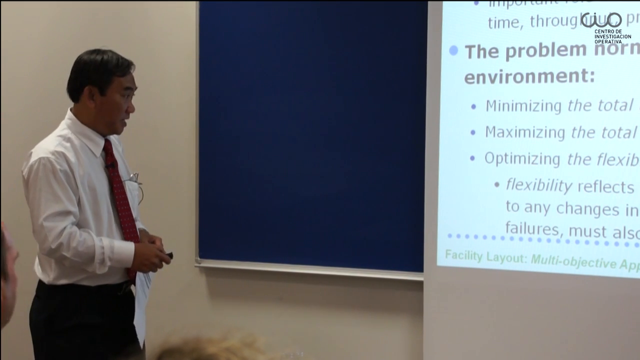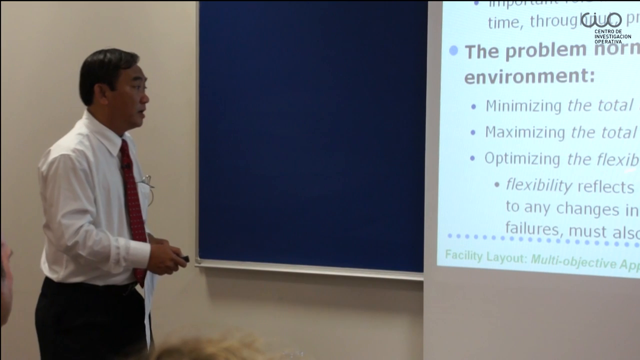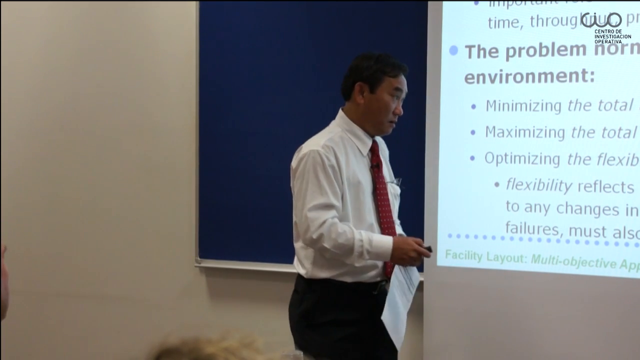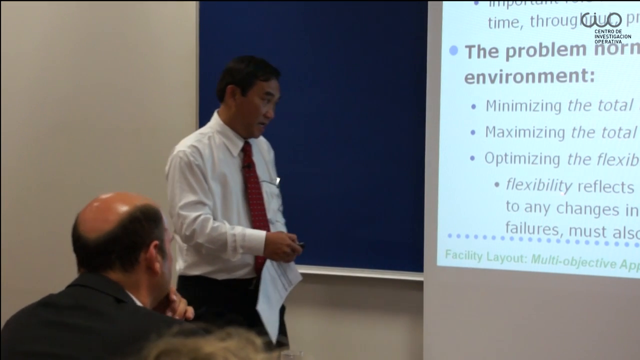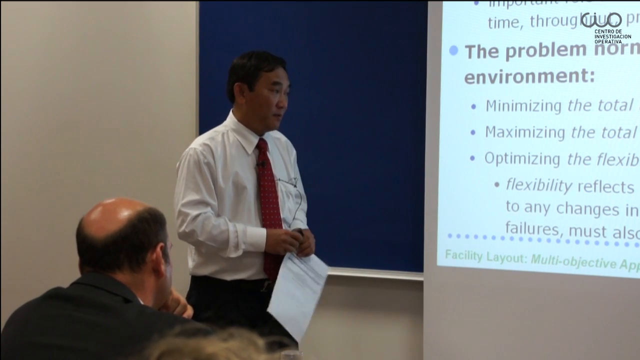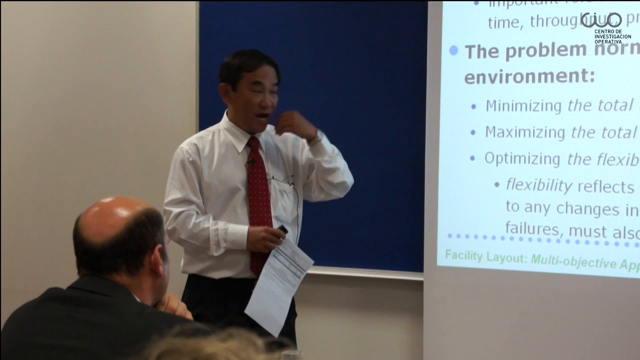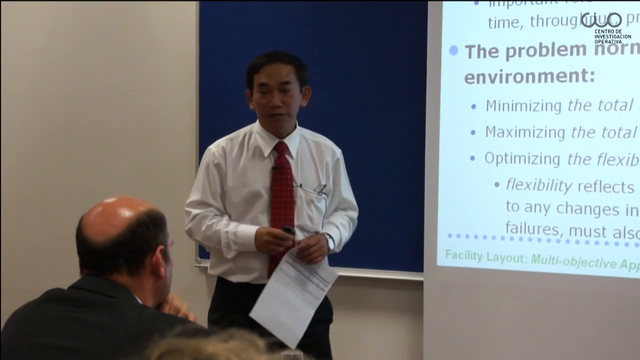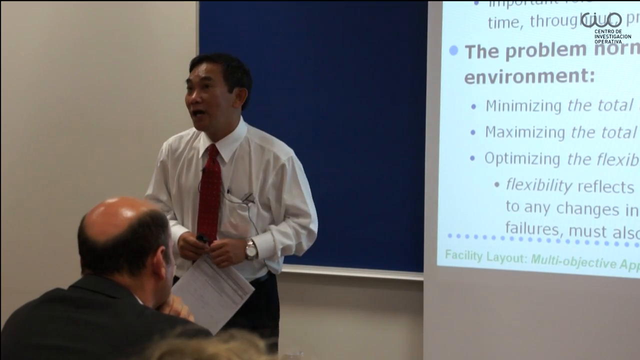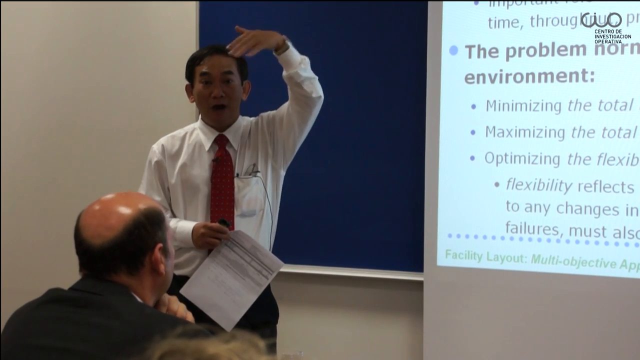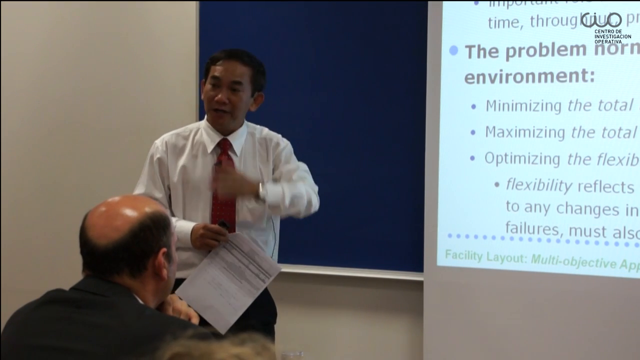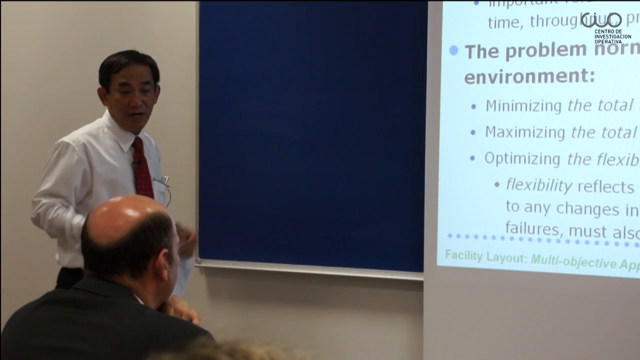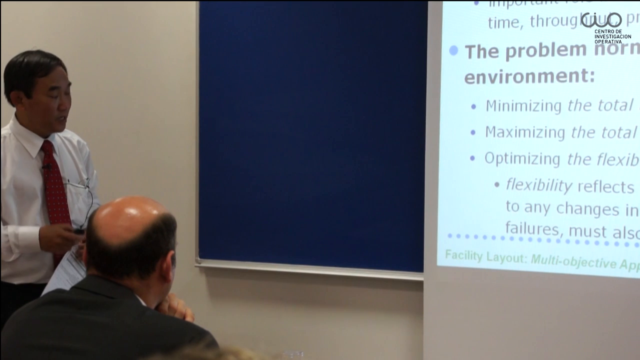And my work considers the third one. The third one I call the flexibility or reachability. I will define it soon. So what is it? Flexibility I define as the ability of the system to quickly adapt or adjust to any unexpected changes in production. Let's say if a machine breaks down, let's say if the power goes off, let's say if something happens in the production, then we can change, reroute. If we can do that, we say that the layout or the production is flexible.